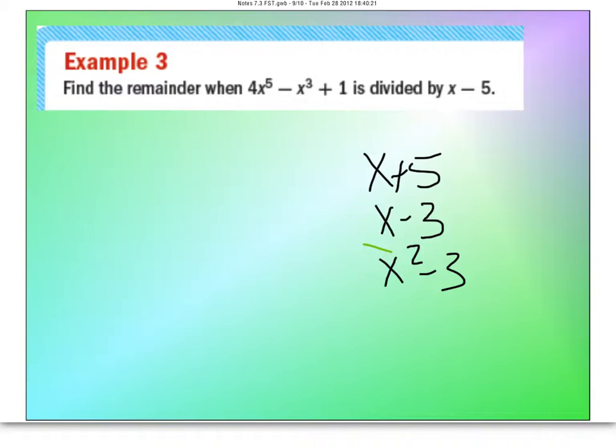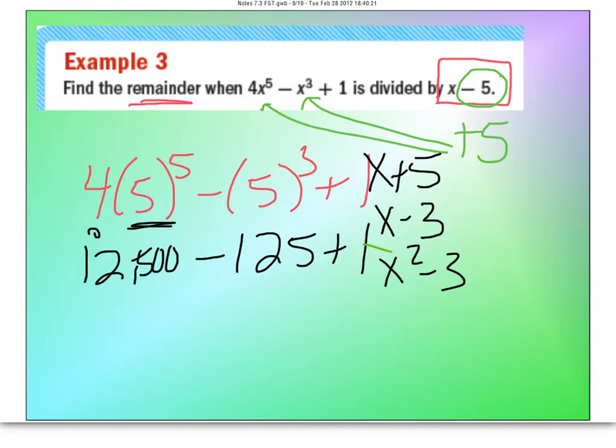So let's substitute this in and simplify. Don't forget your order of operations. You have to do your exponents first, so you would do 5 to the 5th power, times 4. Then you're going to subtract 5 cubed, which is 125. And then if you simplify this complete expression here, you're going to end up getting that the final remainder will end up being 12,376. So if you do the long division, you can actually check and see if this is correct.